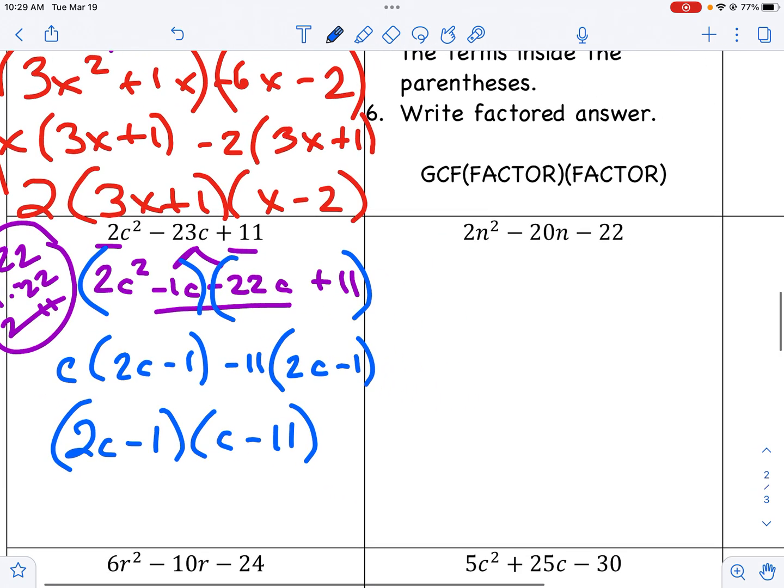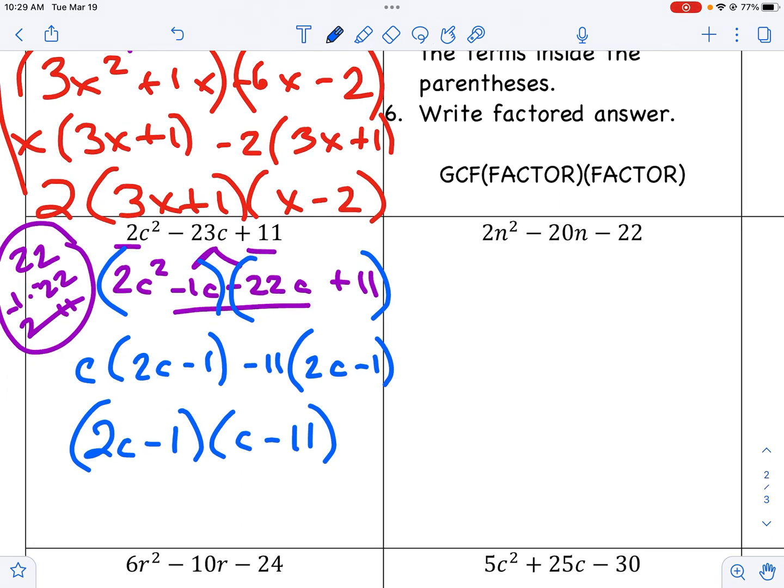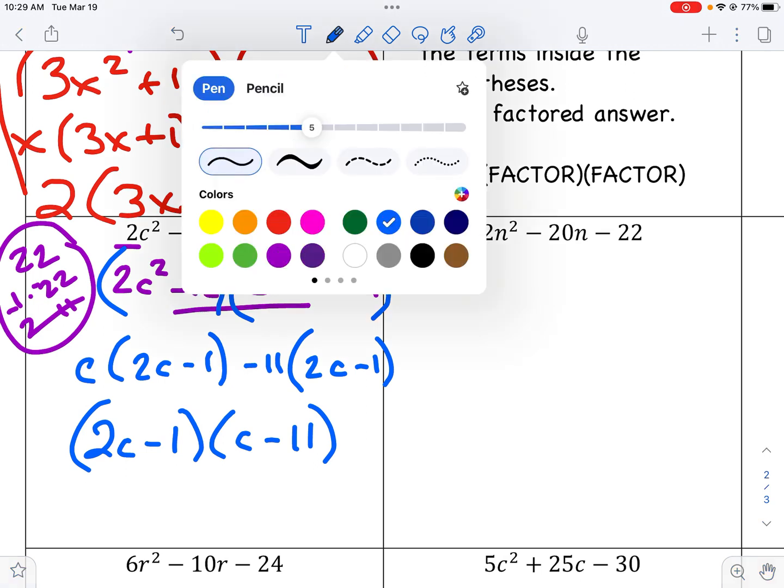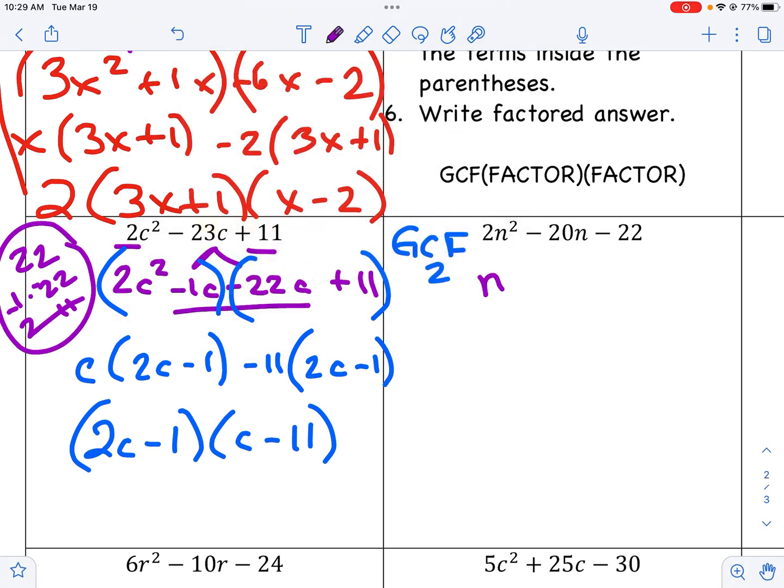All right, so let's do the box method on the one right next to it. So clearly the first thing I need to do is find out that the GCF is 2. And then I'm going to go ahead and rewrite it as n squared minus 10n minus 11. What makes 11? Well, clearly it's 1 times 11. Since it's negative and I want the bigger number to be negative, I know it's negative 11 and a positive 1. So when I split this out, it becomes plus 1n and minus 11n.